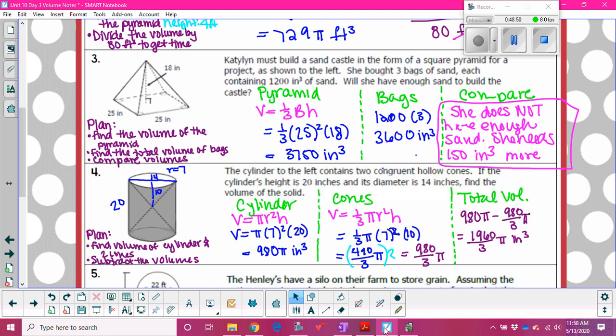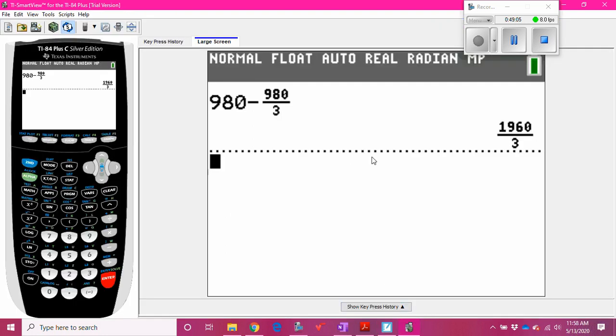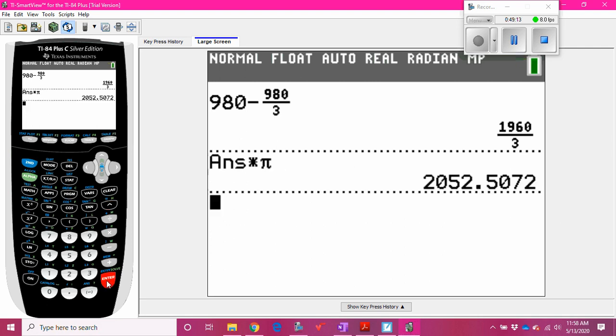Okay, so that is the answer in terms of pi. That is your most accurate answer. Let's get an estimate to 2 decimal places. I'm going to go back to my calculator. I need this to be times pi, so I'm just going to click times pi, enter.